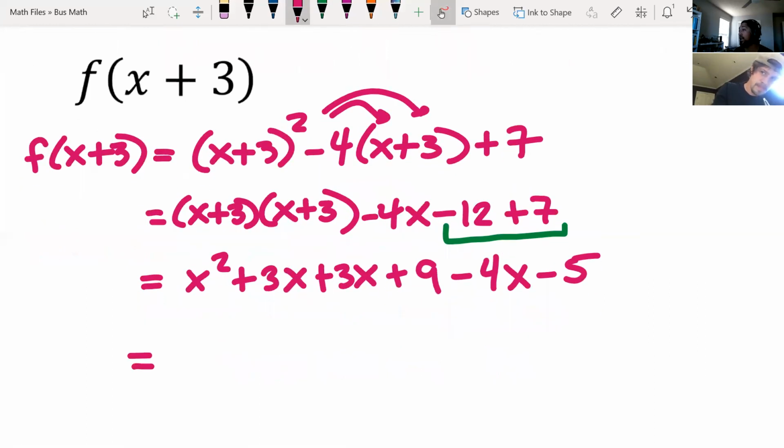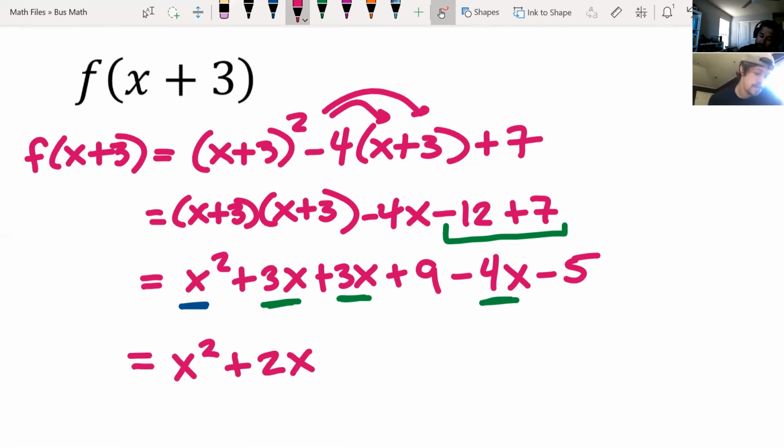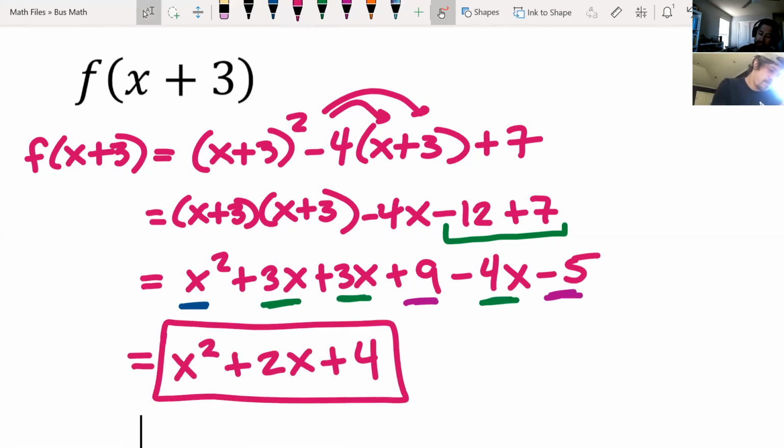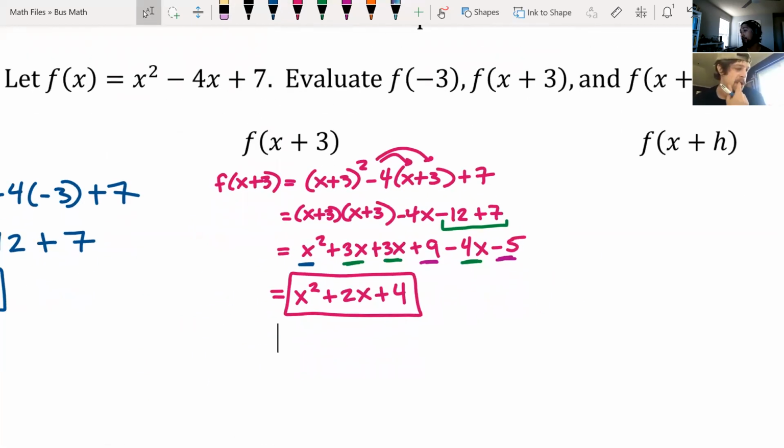And now all we have to do is clean up one more time. We'll start with our like terms. We start with x squared. There's no other x squareds on this line, so that comes down. And then we have 3x, 3x, negative 4x. That's 6x minus 4x, so we get positive 2x. And then the last numbers, 9 minus 5, we will get 4. And that's what we end up with. Nothing else we can do there. So what we're saying is that when you plug in x plus 3, the value of this function, or the value of y, is x squared plus 2x plus 4.